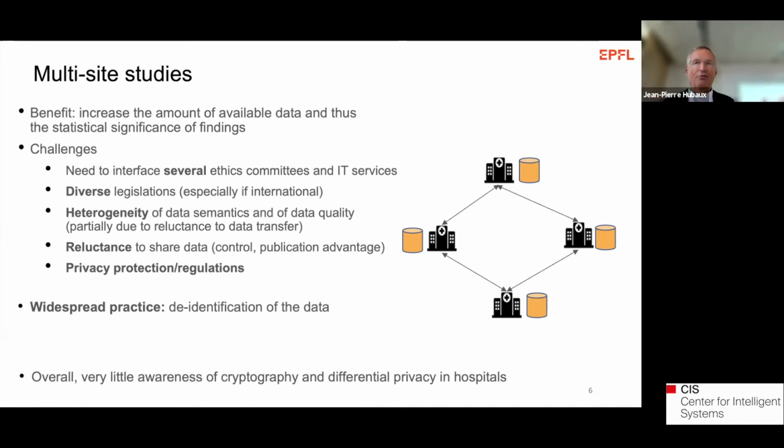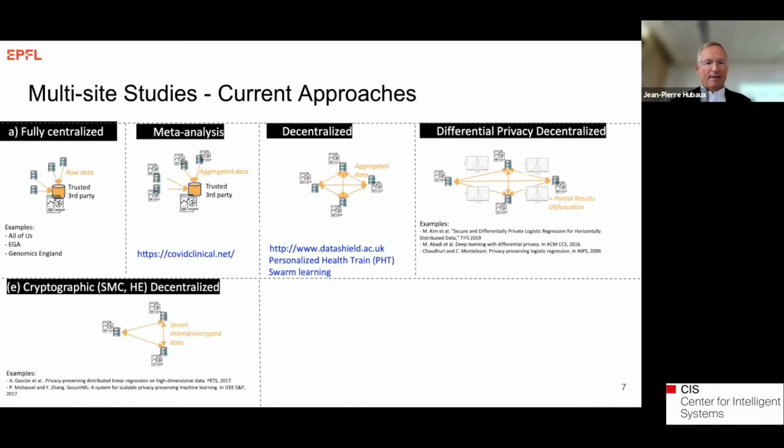But we know that this does not work because in practice it's possible to actually reconstruct the identities based on the leftover data, the data that have not been stripped away. So this problem has been studied by a number of groups, and there already exist a number of solutions that can be, for example, fully centralized as shown here, or there can be meta-analysis that is carried out, or it can be decentralized, but without protecting the partial results.